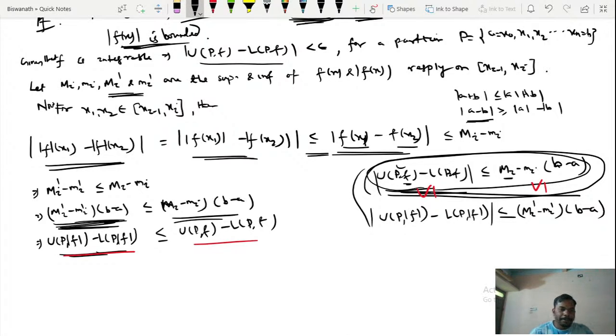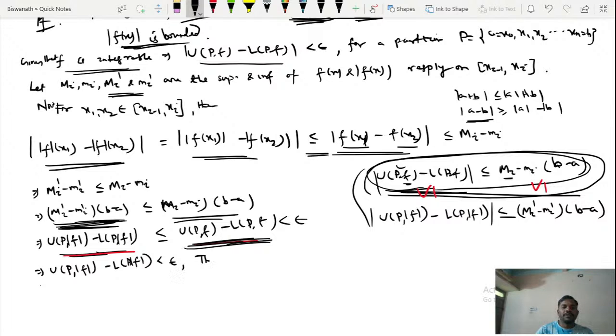And we know UPF minus LPF is less than epsilon, since it is integrable. Already given that f is integrable, so the right hand side is less than epsilon. So you can say U(P, mod f) minus L(P, mod f) is less than epsilon. Thus we can say mod f is integrable. So now mod f is integrable. The second thing we proved.